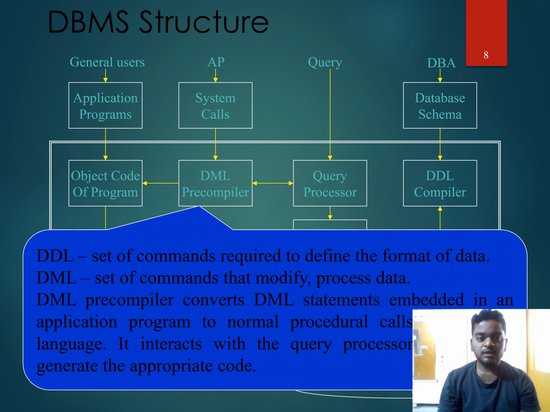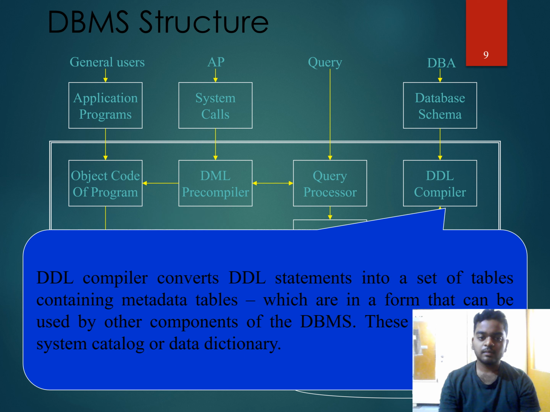The DDL is a set of commands required to define the format of the data. The DML is a set of commands that modify and process data. The DML precompiler converts DML statements embedded in an application program to normal procedure calls in the host language. It interacts with the query processor to generate the appropriate code.